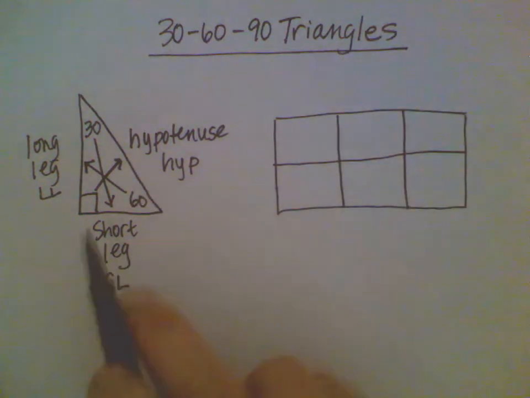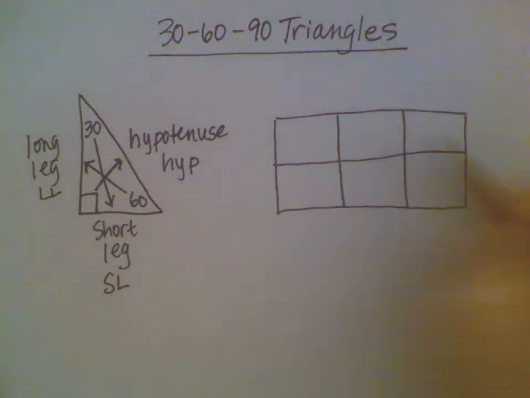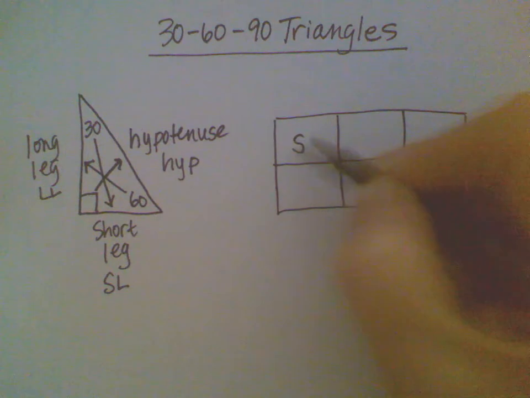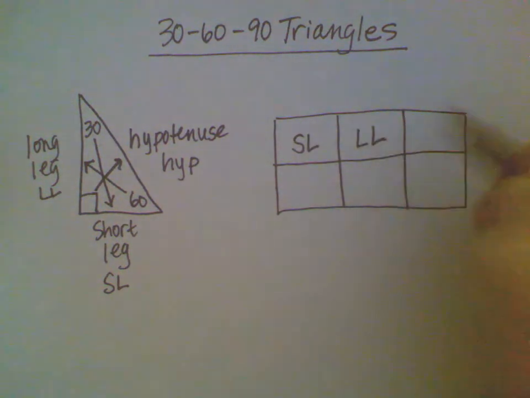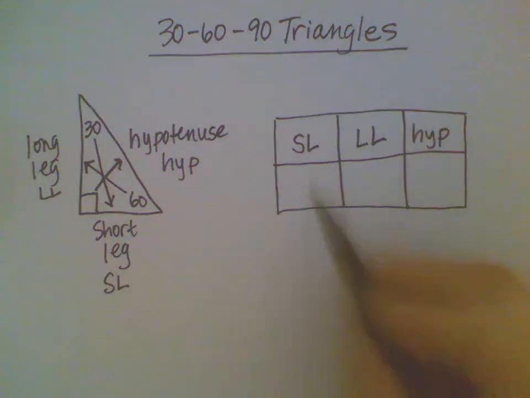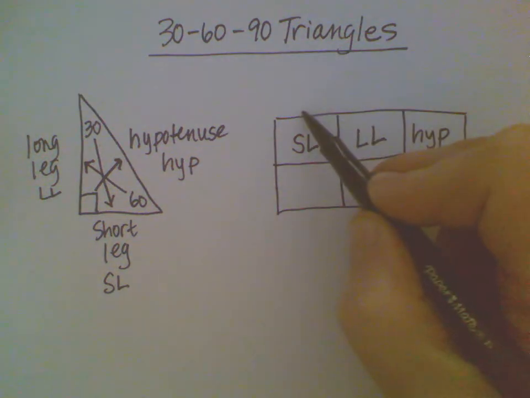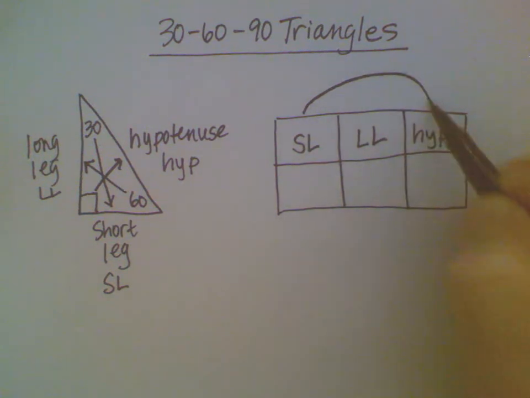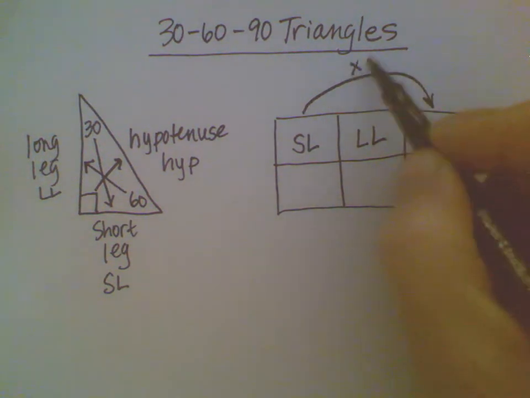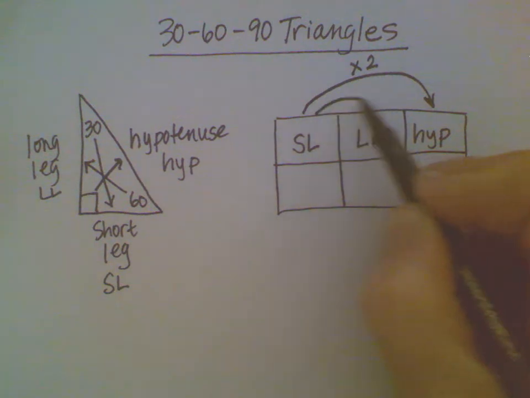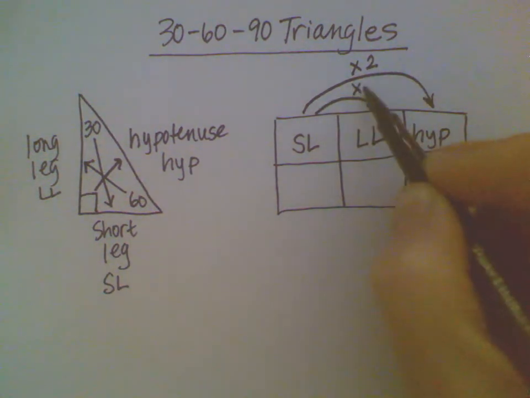So let's fill out our little box in the same way, and then we'll do our patterns and math that we're going to have to do around the outside of the box as we fill it in. So I'll start with the short leg, move on to the long leg. Hypotenuse will be in the last section. So let's say I know the short leg. Well, to get from the short leg to the hypotenuse, I'm going to multiply by 2. To get from the short leg to the long leg, I'll multiply by the square root of 3.